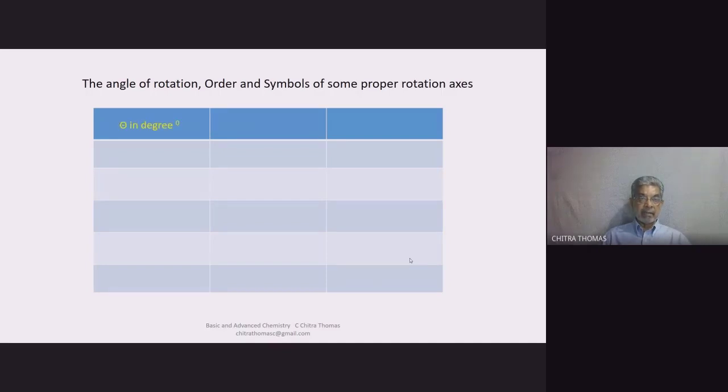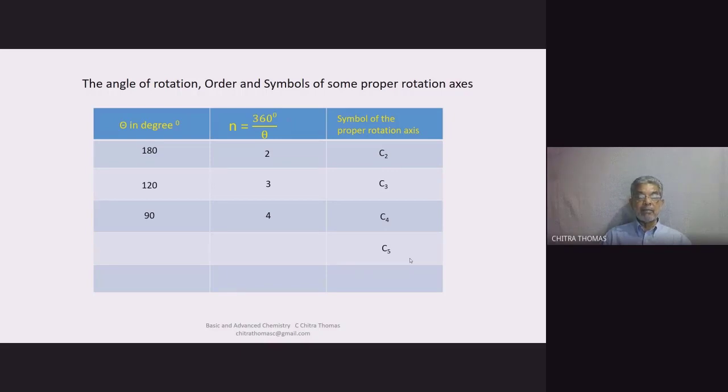Theta in degrees, n is equal to 360 by theta, then the symbol of the proper rotation axis. 180, this is 2, this is C2. This is 120, this is 3, this is C3. Then if the order is 4, the angle will be 90, this will be C4, and if it's C5, you calculate, work it out.